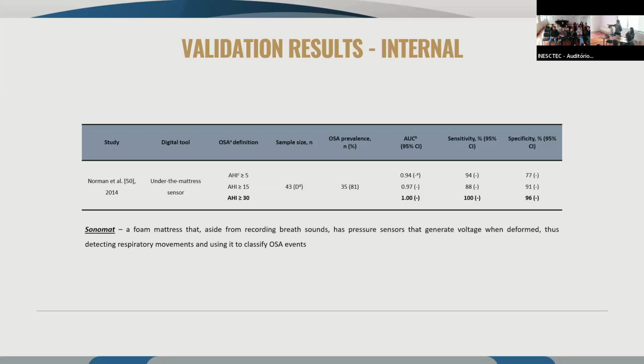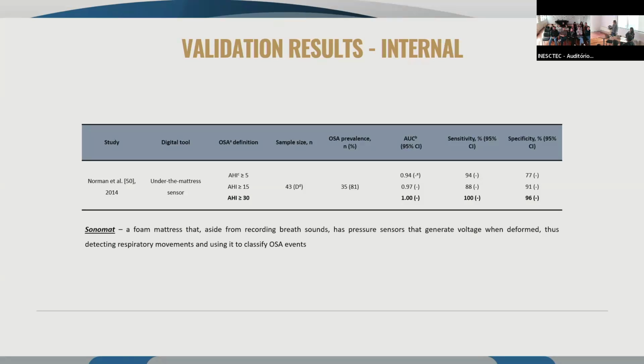Okay, but as you can see, the prevalence is also 81%. So this is specific to a type of population that is already suspected of having the disease. This is not for the general public, okay? This is people that already have a suspicion of having the disease.